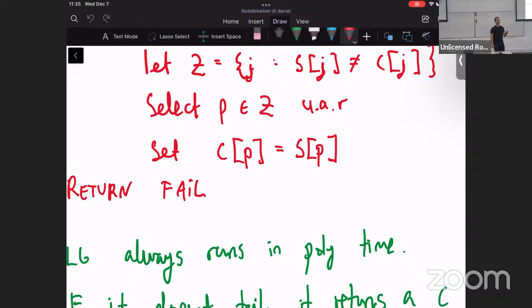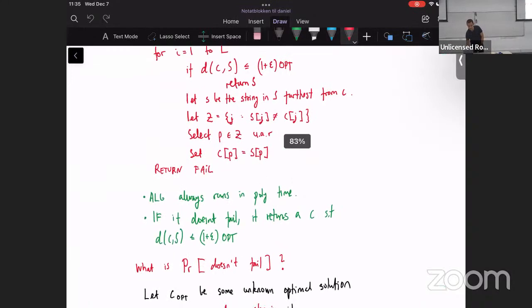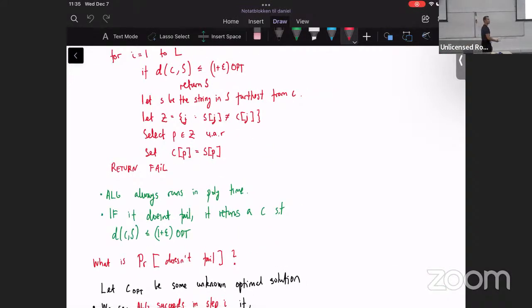Notice that for at least one of these positions, I have to change the center string to what S is in that position, because if I don't, the distance from my center string to S will stay more than 1 plus epsilon opt, right? I know that at least for some of them, I have to fix it. So I pick a random one and I fix that one. And you just keep doing this for a while. If at any point your center string becomes a 1 plus epsilon approximate solution, you output it. And if it doesn't, after you've tried L times, then you return fail. So that's the algorithm.